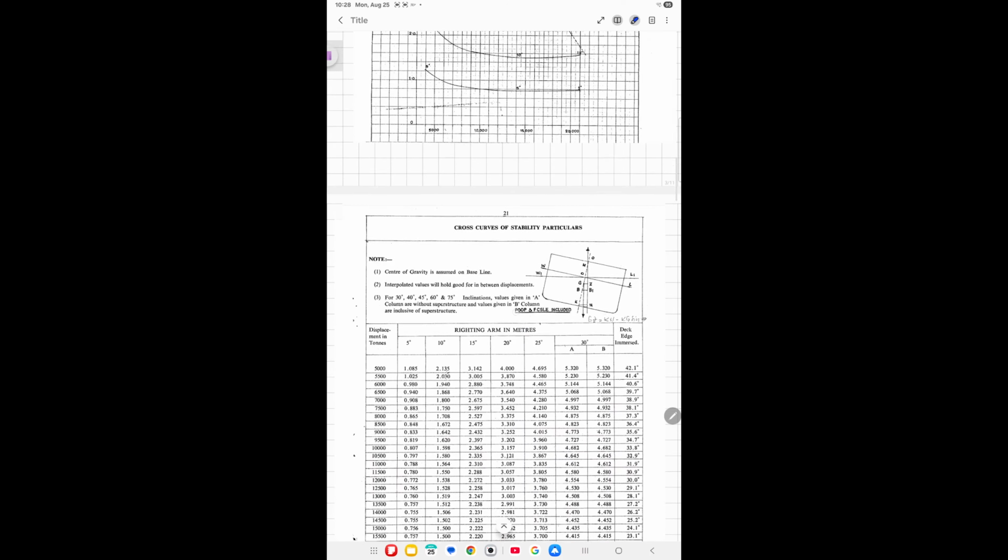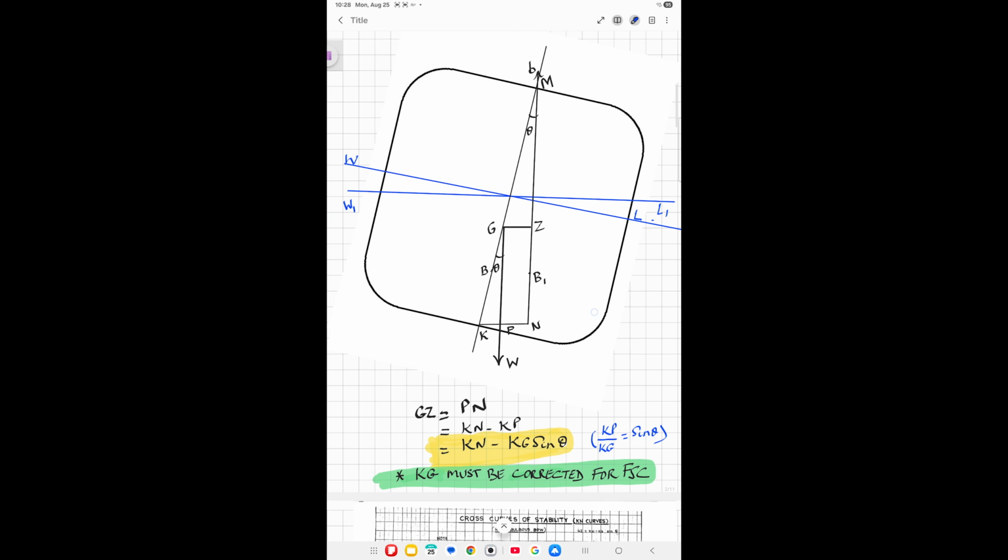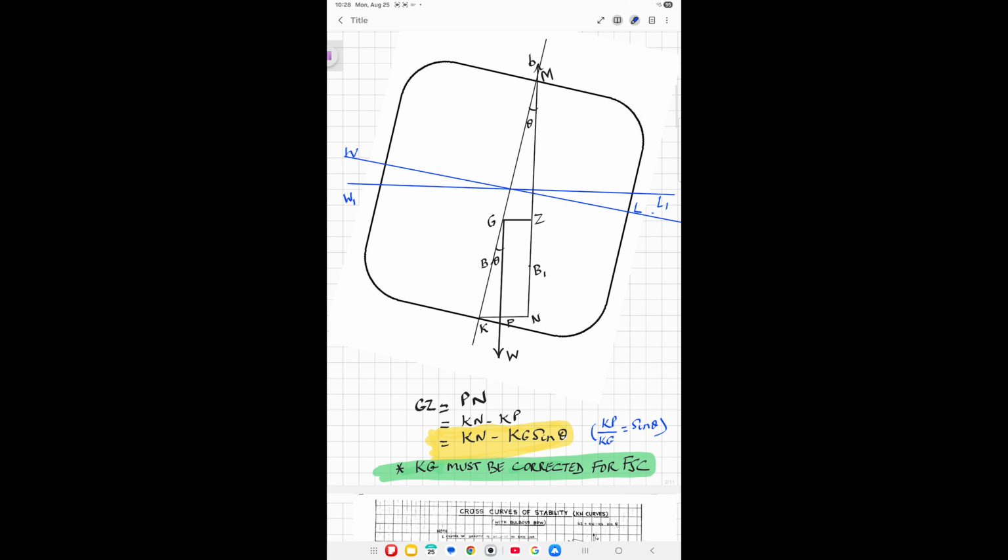From KN values, we will find the GZ value for every angle of heel. There is some explanation here. This is the transverse cross-section view of a vessel, and she has been heeled by external forces, wind, waves, etc. We can see WL was the original water line when the ship was upright, and now the new water line is W1 L1 in inclined condition.